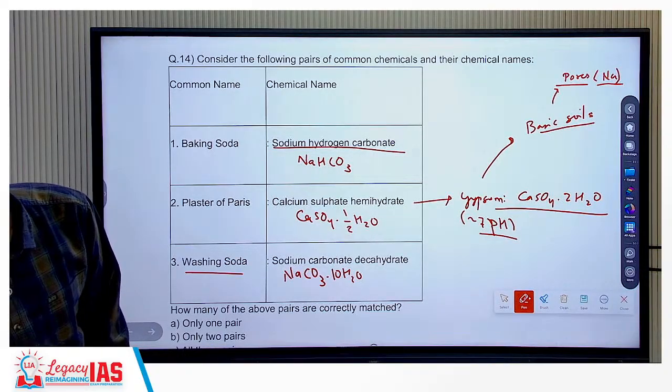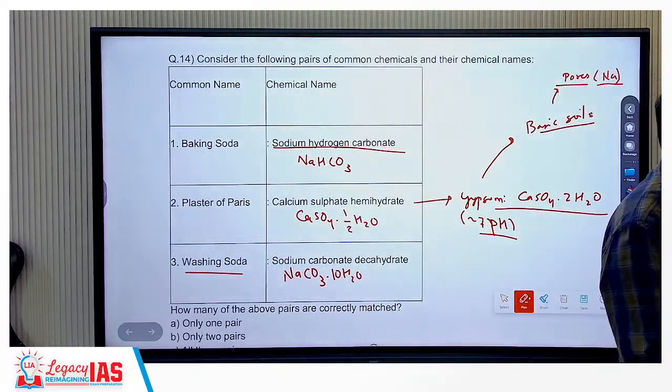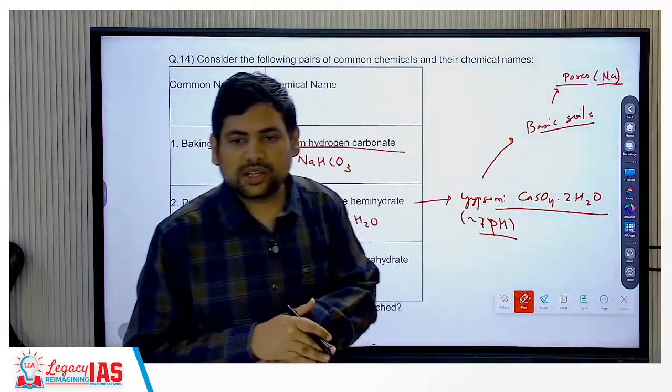Does gypsum create pores? No, the pores are covered by sodium and all these. So this gypsum actually clears the pores.